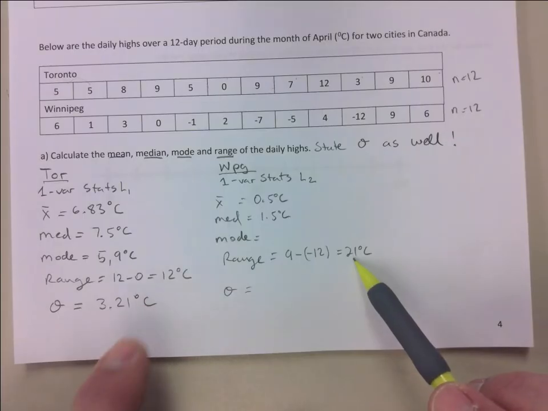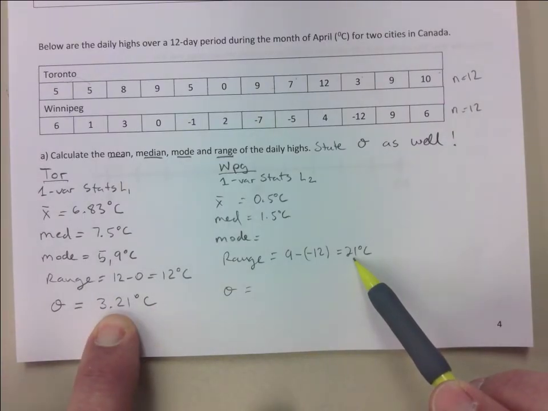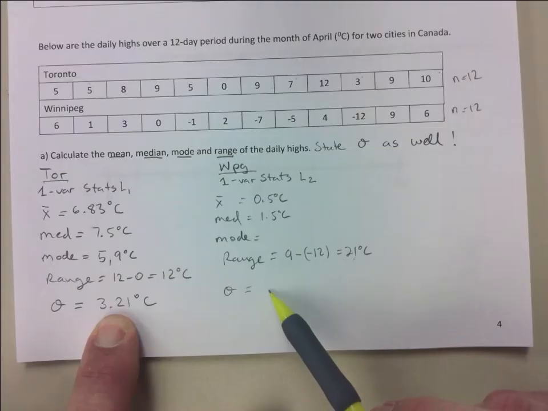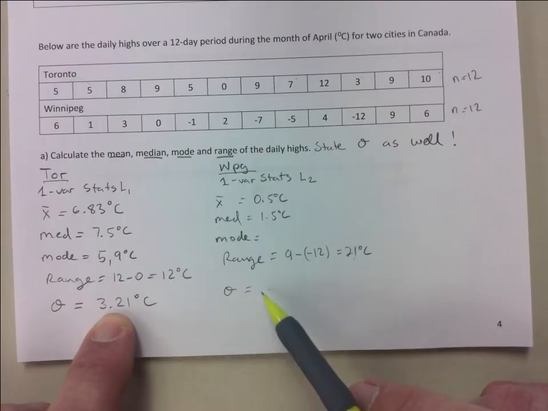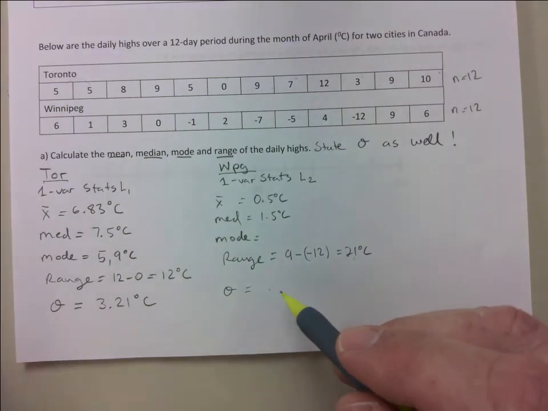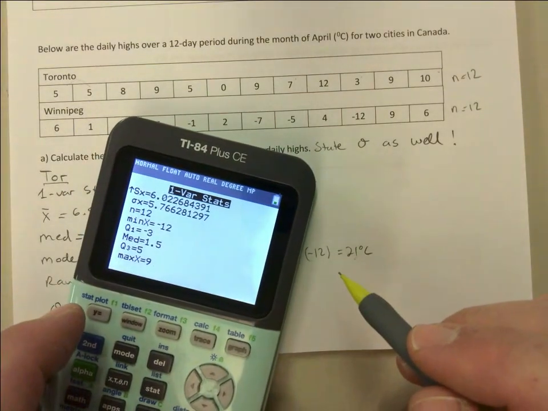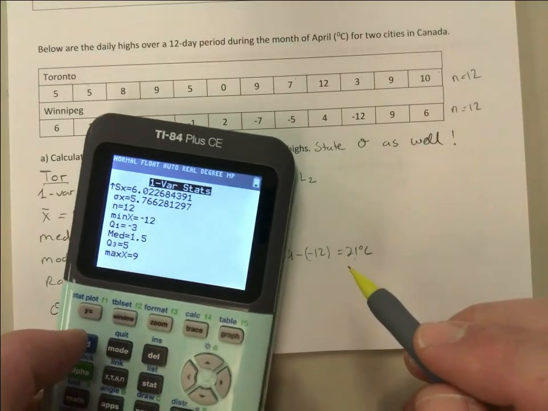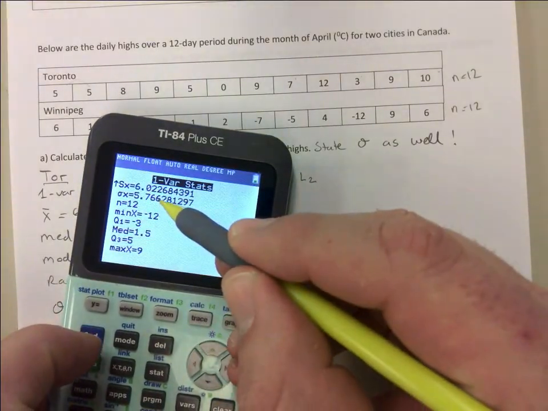Winnipeg, right? If this standard deviation is 3.21, would we expect this to be greater or smaller? It'll be greater because remember, what does standard deviation do? This tells us the average distance from every point to the middle, to the average. So this should be greater, and it is. It is 5.77, okay? Right there, 5.77.